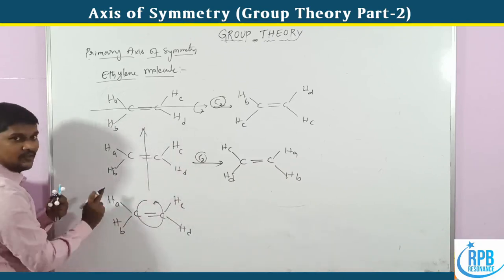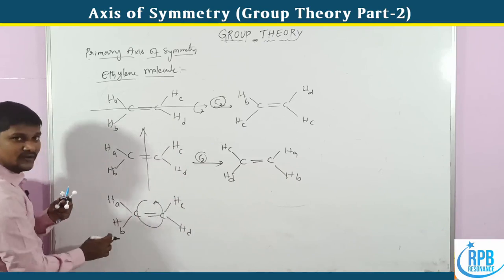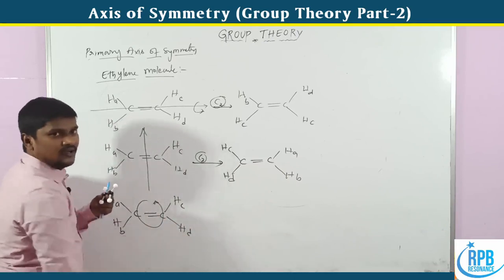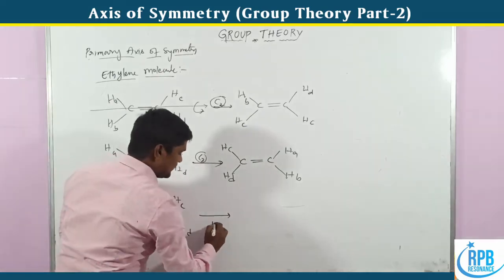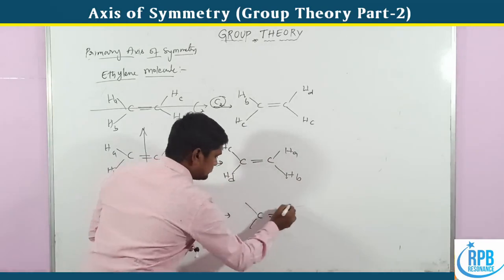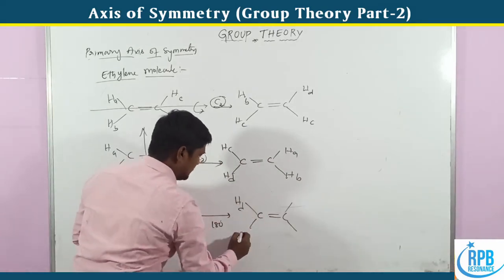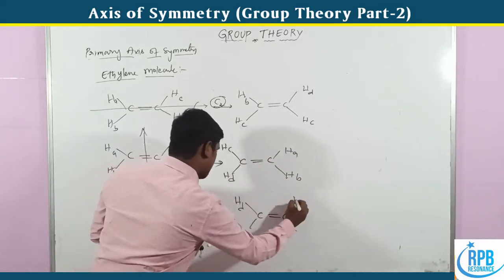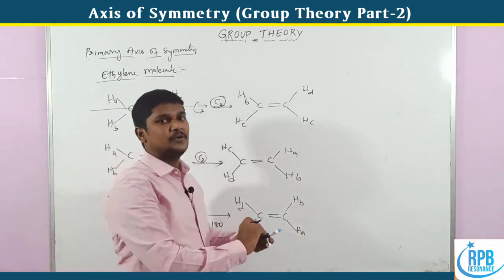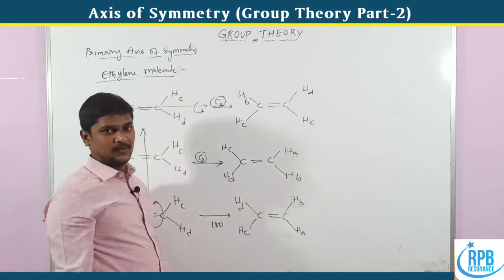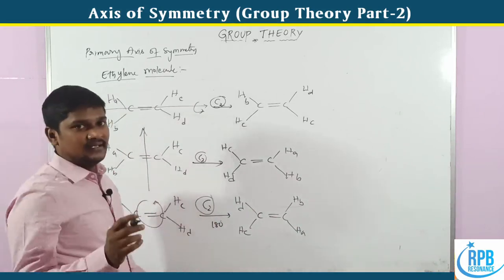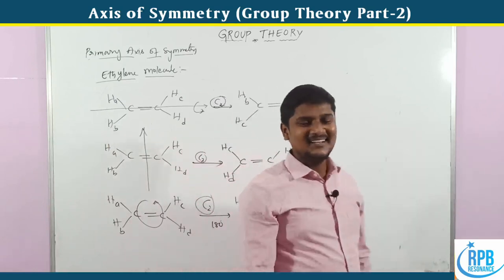HD from here to here, 180 degrees. HC from here to here, 180 degrees. HB from here to here, 180 degrees. HA from here to here, 180 degrees. So this is a 180 degrees rotation, giving HD, HC, HB, HA. Again, one more 180 degrees rotation produces the identical configuration. So here three C2s are there.